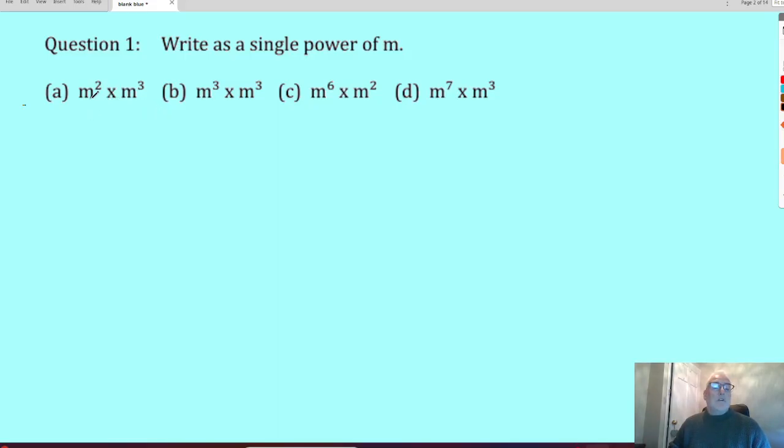Okay, so we've got m to the power of 2 times by m to the power of 3. My base number is exactly the same. So all I'm going to do with that is take the two index numbers and add them together. So I've got m to the power of 2 plus 3, which is going to give me m to the power of 5.